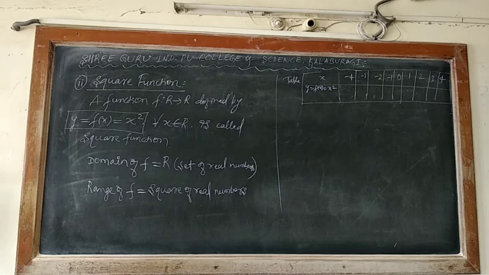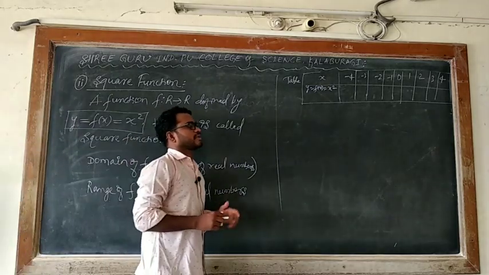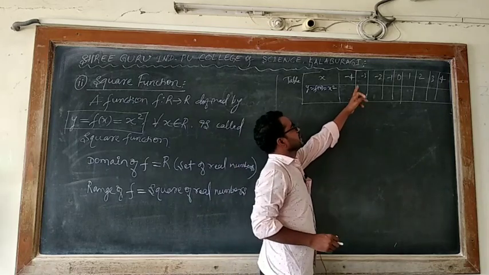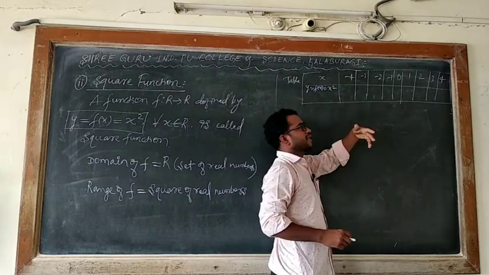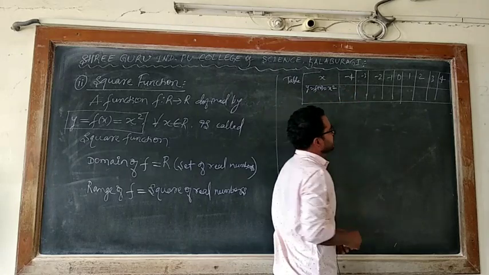4 square is 16. Minus 1 square is again plus 1. Minus 2 square is minus 2 into minus 2, plus 4 only. Minus 3 square, minus 3 into minus 3, plus 9. Minus 4 square, minus 4 into minus 4, plus 16.